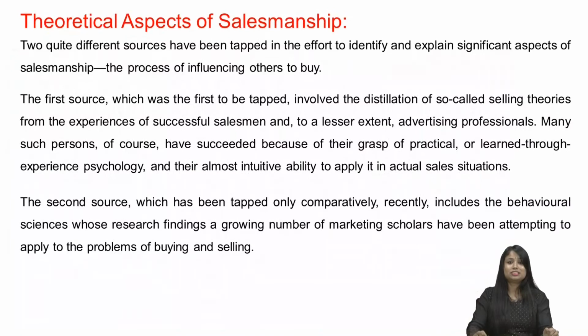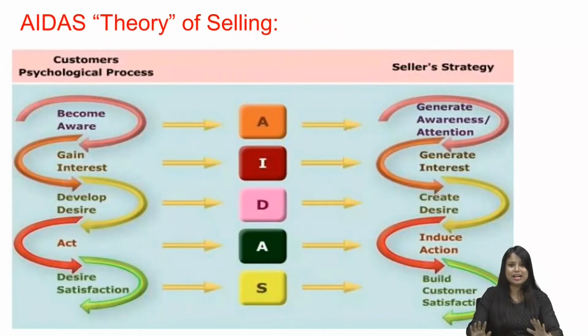Okay, so this is the first. There are 4-5 selling theories given by researchers. So the first theory we are going to learn is AIDAS theory of selling. In this AIDAS theory of selling, the full form is: A stands for attention, or awareness. This comes first. I stands for interest. D stands for desire, A stands for act or action, and S stands for satisfaction. Now you will be wondering what all this AIDAS actually is.